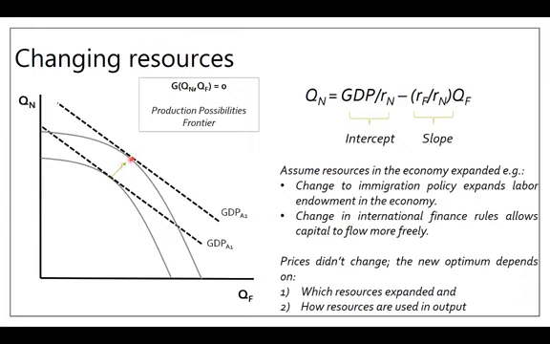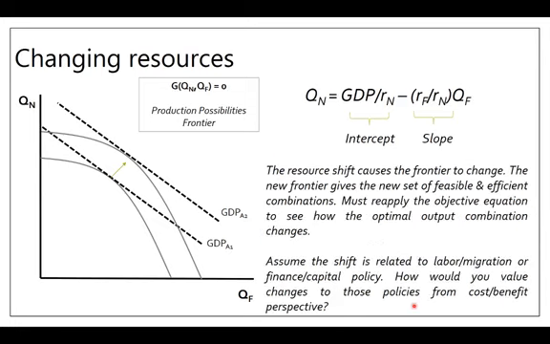And so we'll tend to follow this out, but what really matters is, how does the old PPF compare to the new one? That's going to depend on which resources were expanded and how those resources are used in output. Those are two things that are going to be important when we move into our own production and planning problems. So that frontier change would adjust. We would have to reapply the objective equation and solve everything out, but assume this shift was related to either a labor migration policy or a finance policy that allows capital.